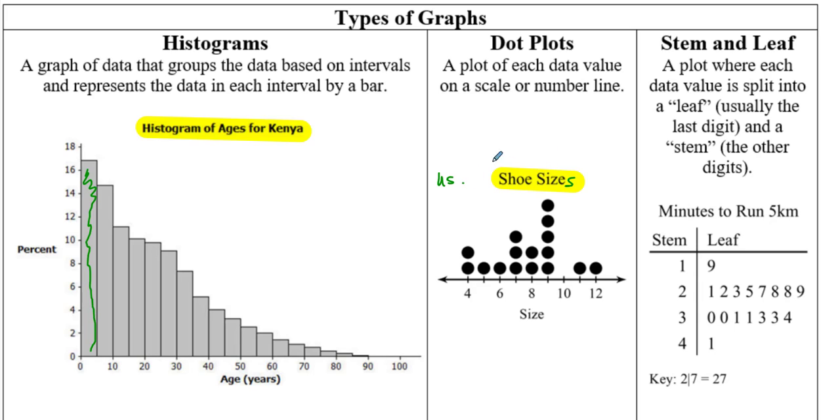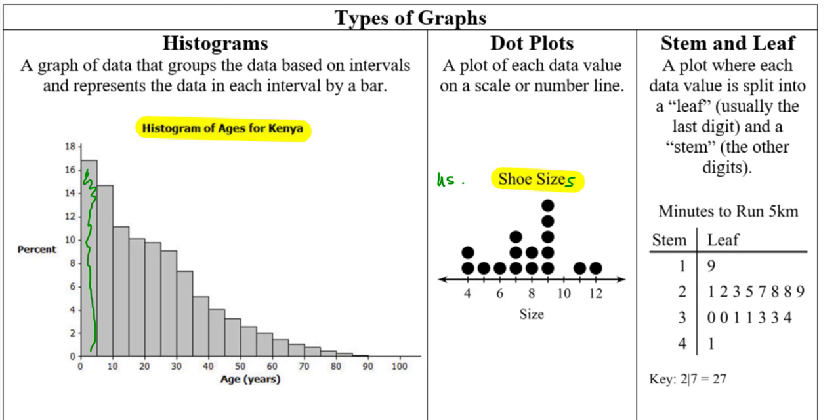Knowing that this is US shoe sizes could have been helpful. Another thing too is, if you look, there are no half sizes here. These are all whole sizes. So maybe having our number line with half sizes might have been a more descriptive type of dot plot. But if you don't have that many pieces of data, a dot plot is useful. If we had something like this, we would probably not want to use a dot plot.